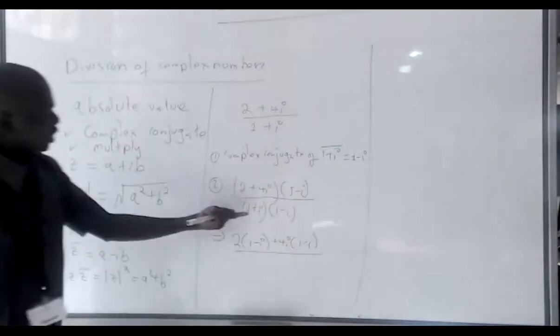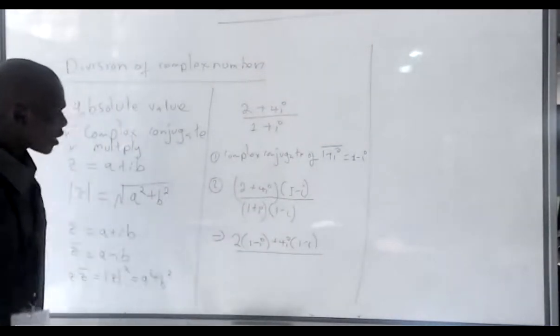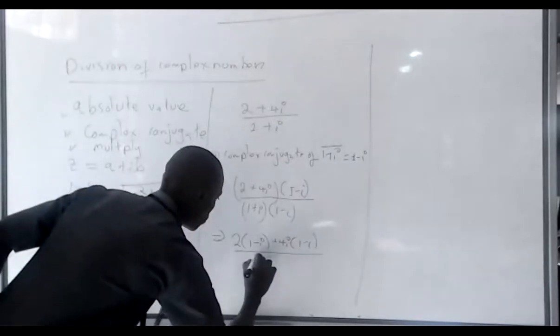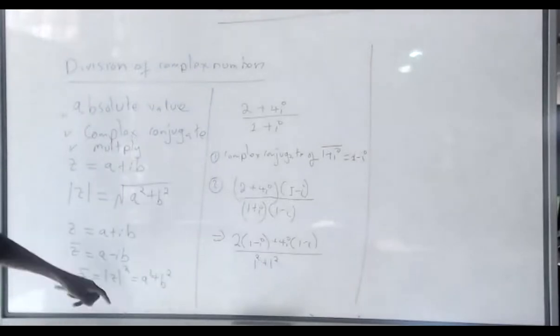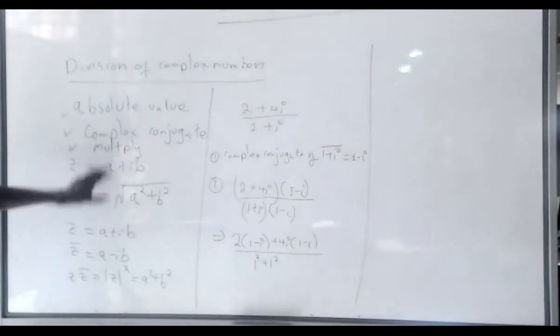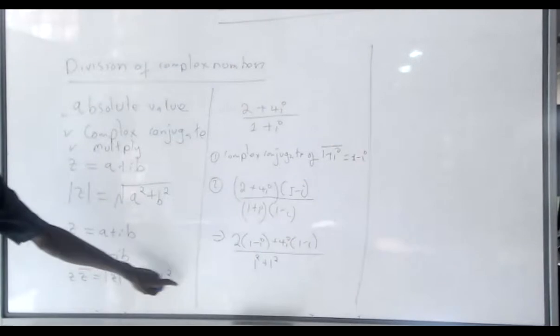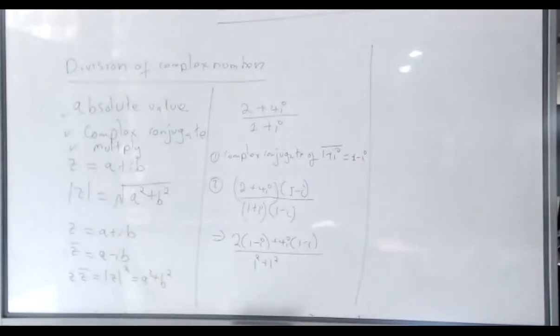So that means if you multiply 1 plus i by 1 minus i, what you should get is 1 squared plus 1 squared. So here, if I had z = a + ib, I just get a squared plus b squared. That's why here I have 1 squared plus 1 squared.